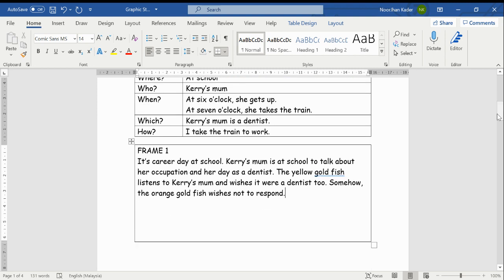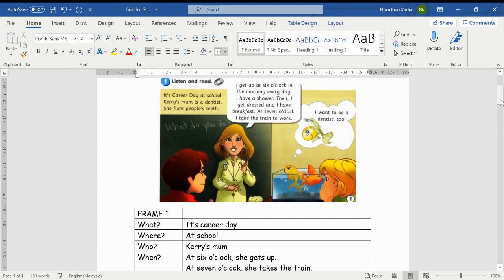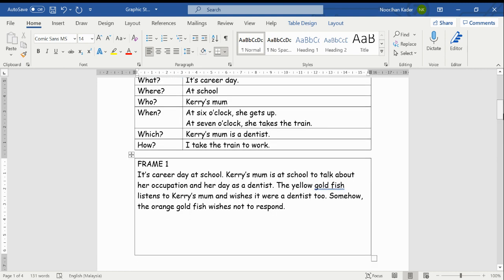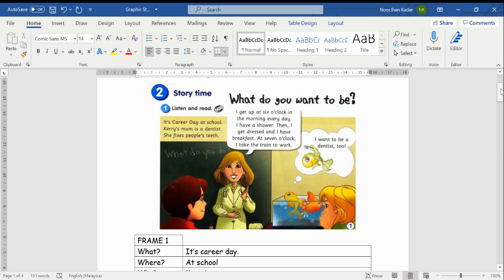So the first frame, I've already written a narrative of it. From the visual storytelling of the first frame, I've changed it to a short narrative. It's a short paragraph consisting of how many sentences? One, two, three, four. Only four sentences. So we don't have to write very lengthy. We just have to write a few simple sentences which relate to the graphic story frame 1.